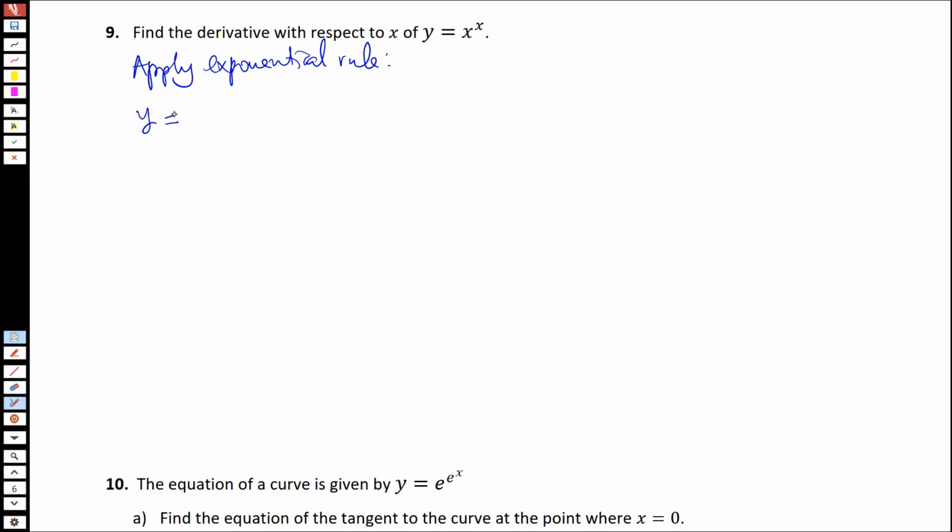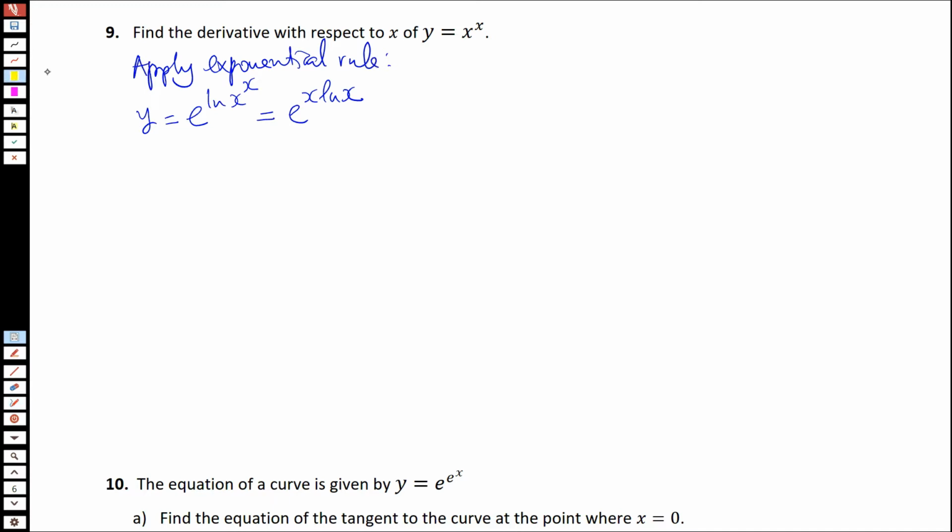So y will be equal to e to power ln of x to power x, because you know that e to power ln x to power x is the same as y is equal to x to power x by the exponential rule, and I talked about that previously. But we can rewrite this using laws of logarithms. x can be brought in front, so this would be e to power x ln x.